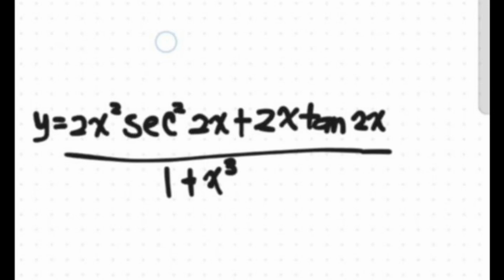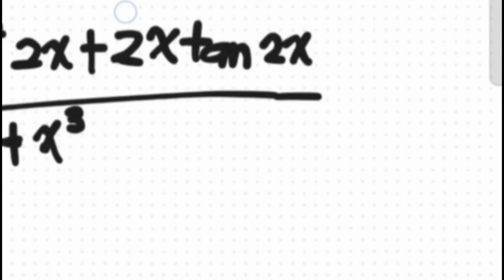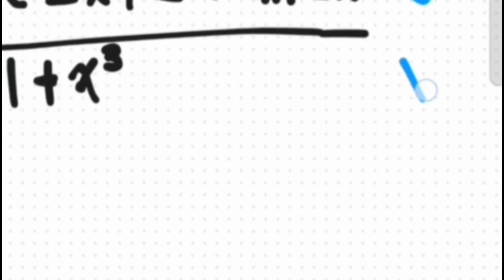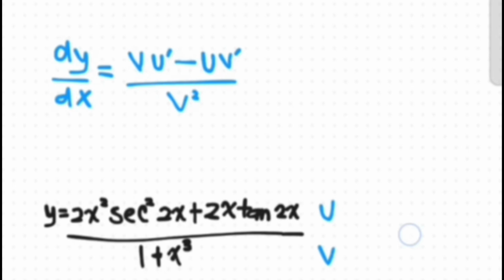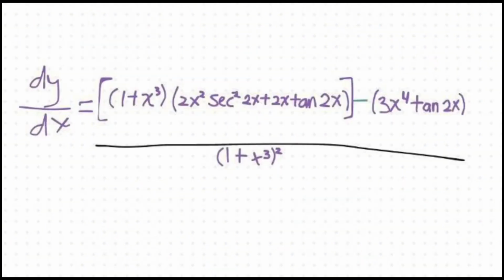Then we will change it into y equals 2x squared secant squared 2x plus 2x tan 2x over 1 plus x cubed. So on the top, we will put u, and then on the bottom we will put v. Right now, we will use the quotient rule. We will just follow the quotient rule and it will be like this. So at the end, our answer will be like this.